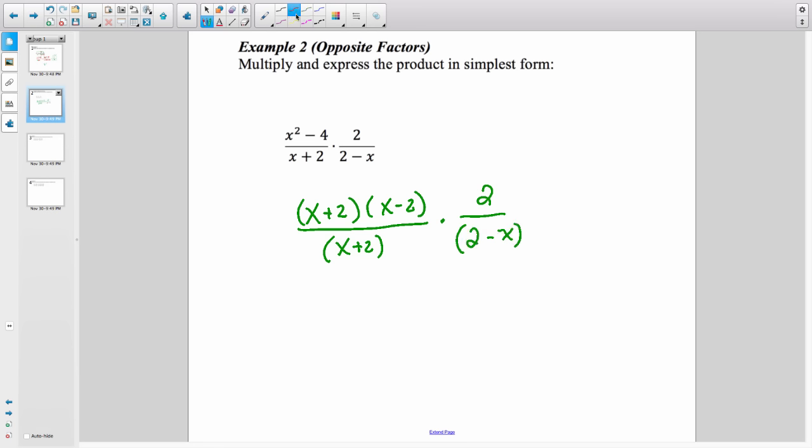Now, we look to cancel out the matching factors, so I have x plus 2 and x plus 2. They're gone. Now these guys here, this is the key. This x minus 2 and this 2 minus x. I hope you recognize that they're opposite factors. What that means is that you can cancel these, but you need to put in a -1. So if they're ever a subtraction, and they're in the opposite order, like x minus 2, 2 minus x, you're allowed to do this for sure.